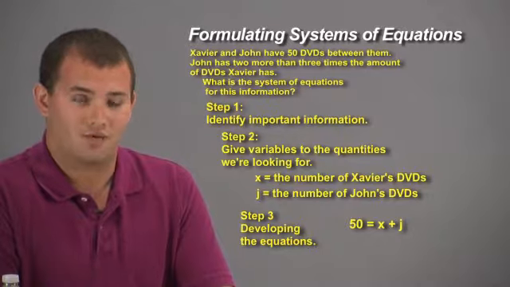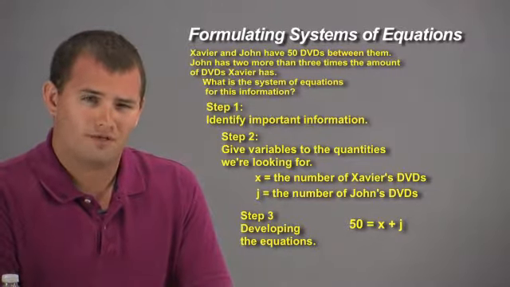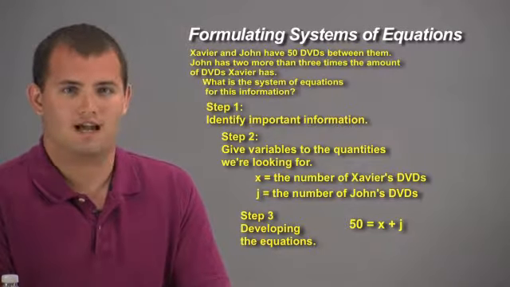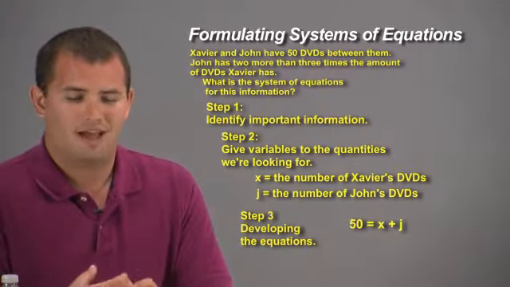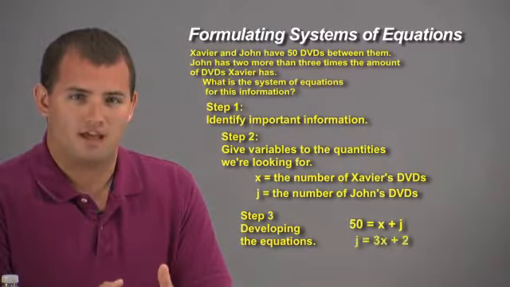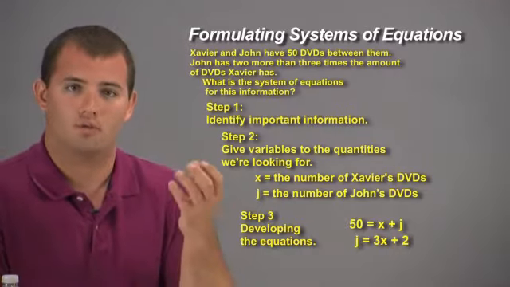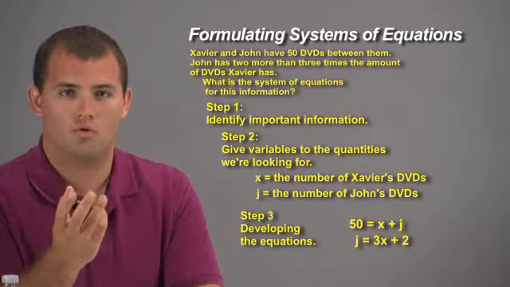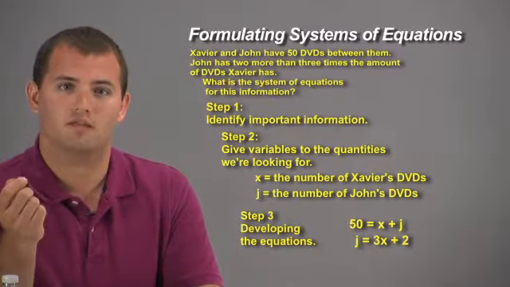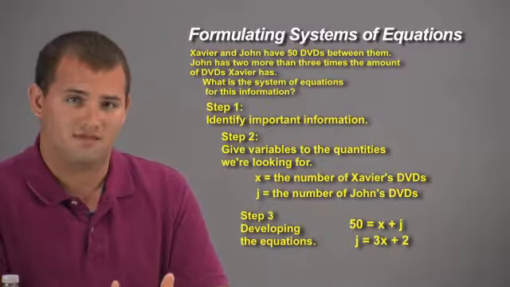Now for the second equation. We know that John has 2 more DVDs than 3 times the number of DVDs Xavier has. I would say that j is equal to 3x plus 2. The number of DVDs John has is equal to 2 more than 3 times the number of DVDs Xavier has. And we see that that fits the information we're given.